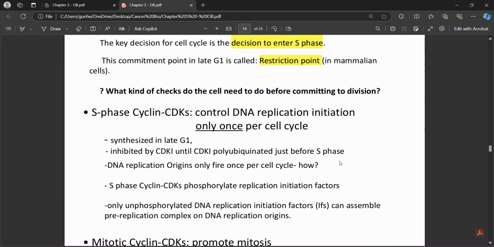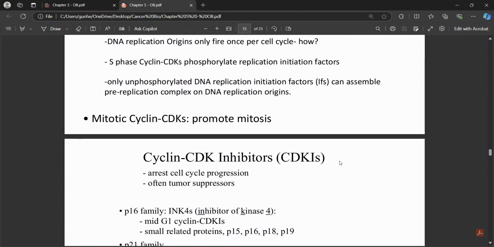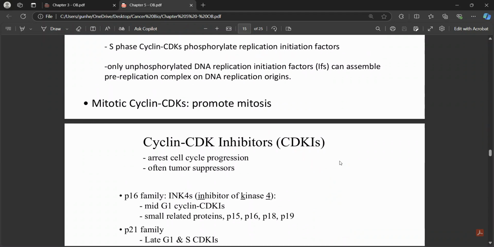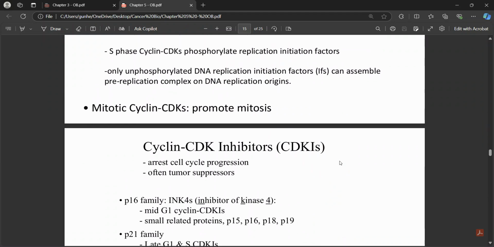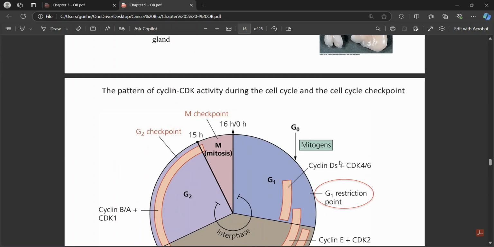And S phase cyclin CDKs replicate DNA only once, because they only want to go through it once, right? How they do it is they bookmark what they have done and throw away the used ones through polyubiquitination. And CDKIs, which are cyclin CDK inhibitors, arrest cell cycle progression and are often tumor suppressors as well. P16 and P21 are kinds of CDKIs.